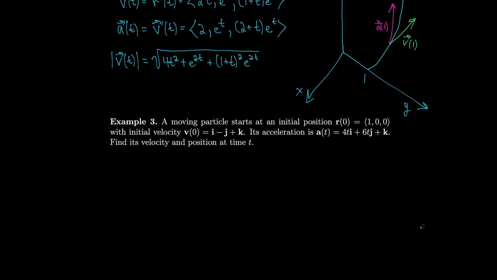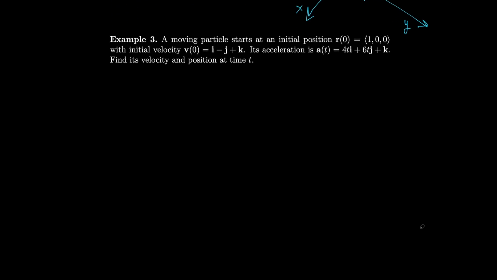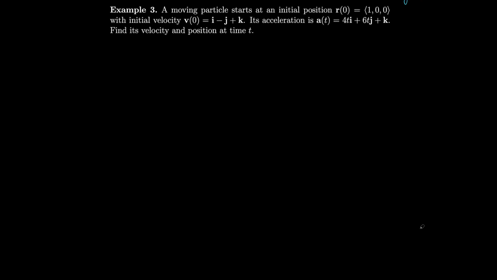Okay, how about finding velocity and position given acceleration? So in this case we have to work backwards. Let's start with velocity. We can find that by integrating the acceleration, just like before. So that's the integral of 4ti plus 6tj plus k.